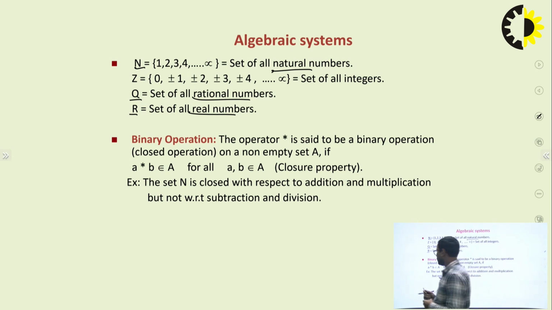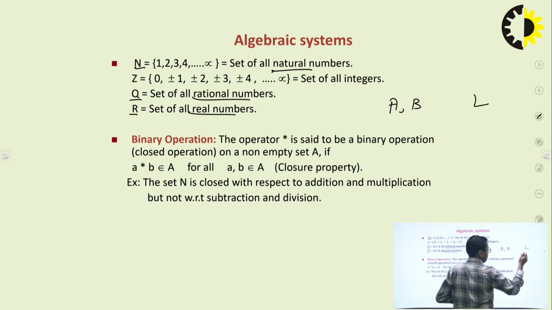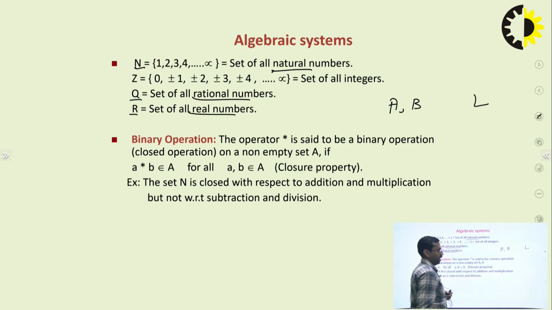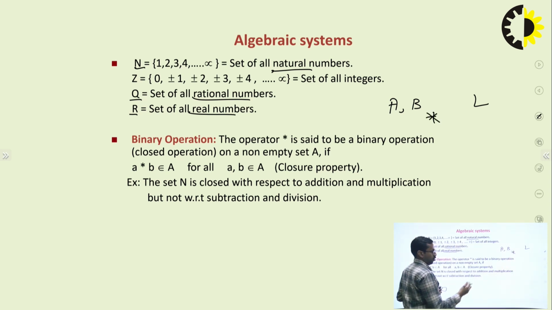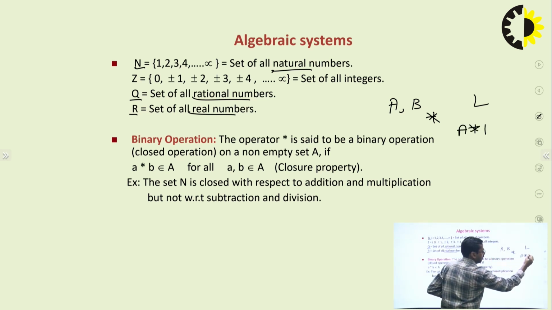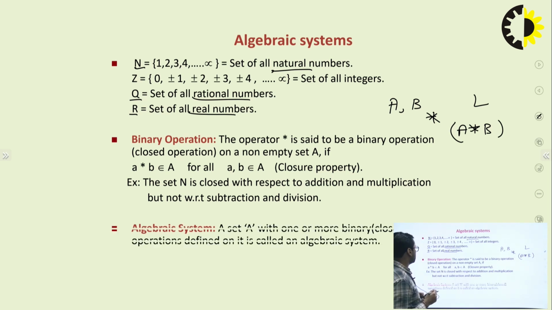What is a binary operation? An operation, or an operator, is said to be a binary operation if it is closed under a non-empty set. Consider that there are two elements A and B in a set, suppose L, and these elements are covered under an operation star. In such a manner we can describe it. Here star is used as an operator, that is the binary operator. Some properties are covered in this.